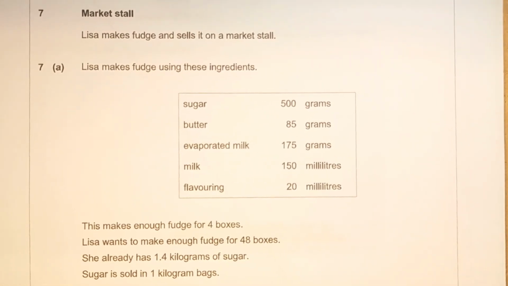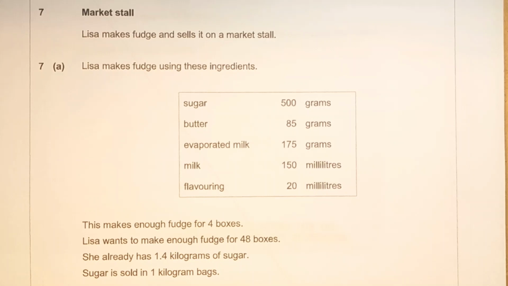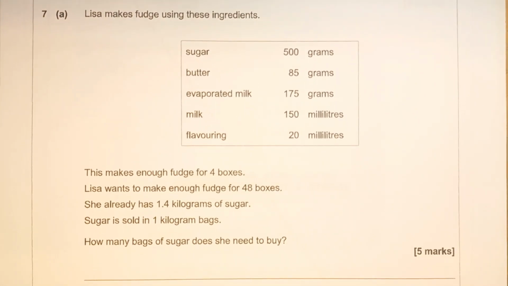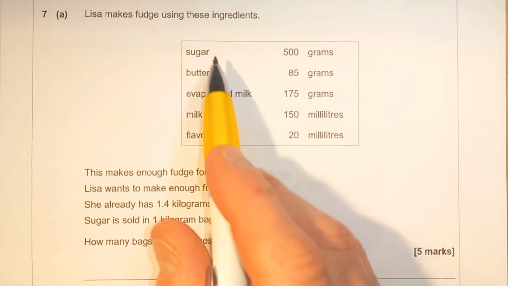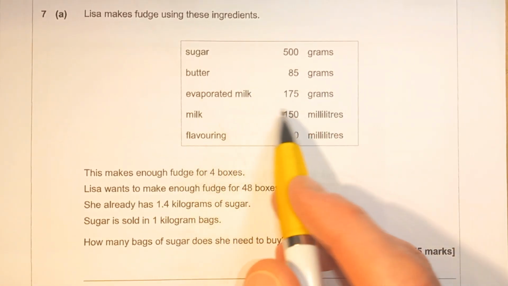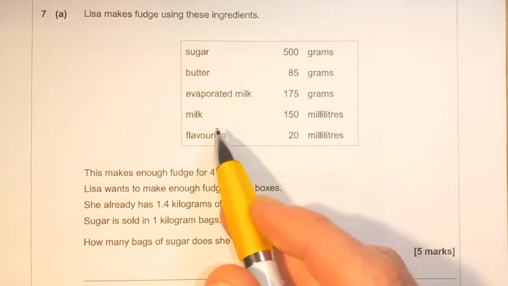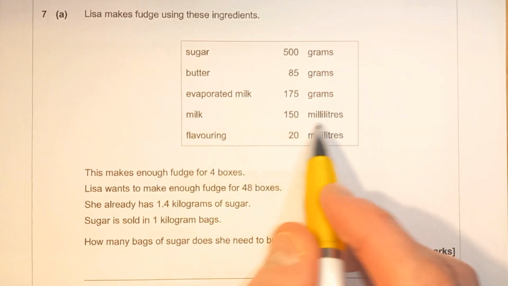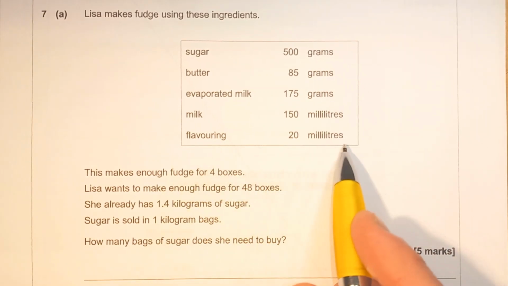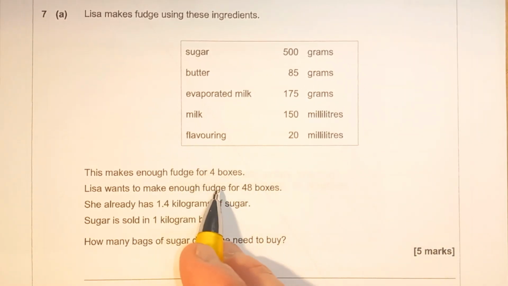Question 7. Market stall. Lisa makes fudge and sells it on a market stall. Okay, Lisa makes fudge using these ingredients. So sugar, 500 grams, butter, 85 grams, evaporated milk, 175 grams, milk, 150 millilitres. Now, we've got different units. And flavouring, 20 millilitres. This makes enough fudge for 4 boxes.